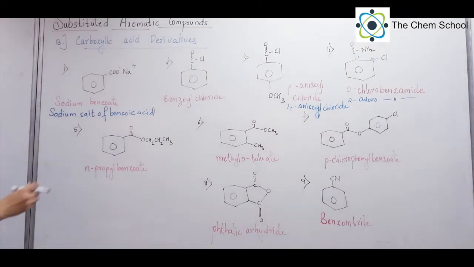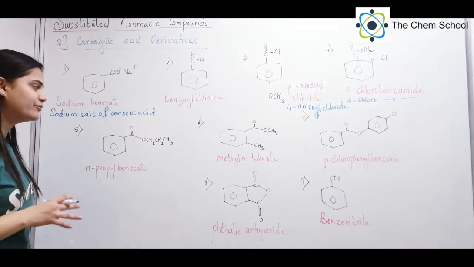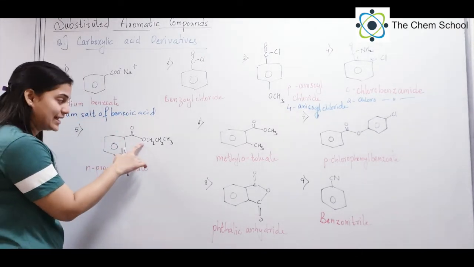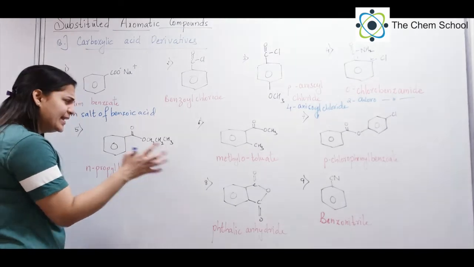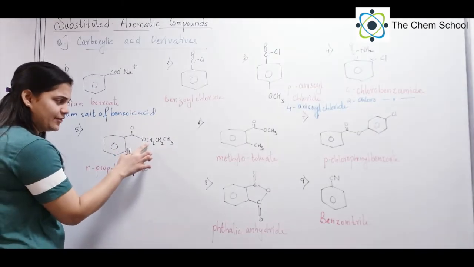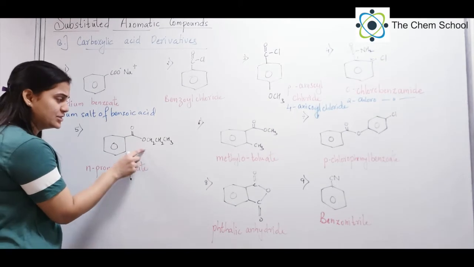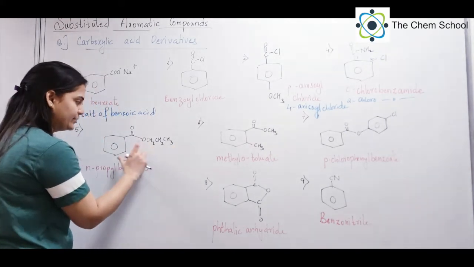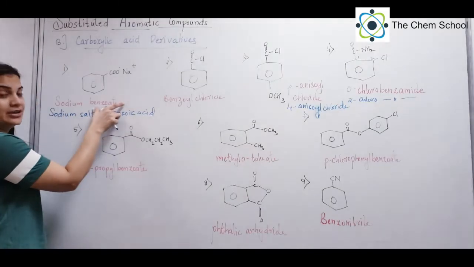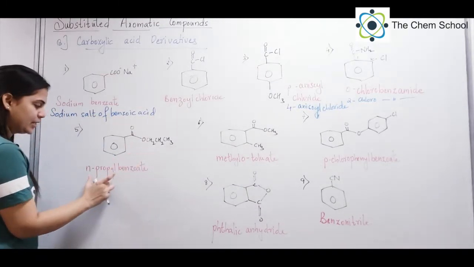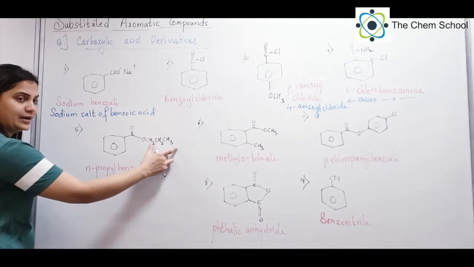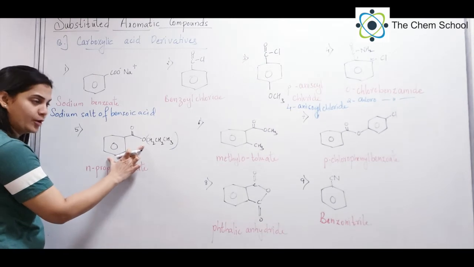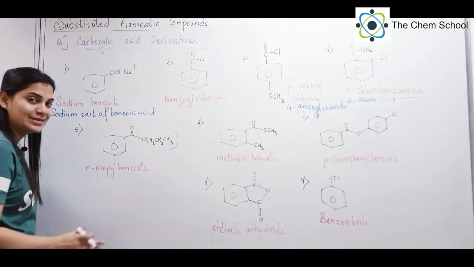The next one, if you see, these are esters. In case of esters, you remember I said that you have to first name the group that is attached to this oxygen, right? So have a look. In this case, the oxygen has this CH2, CH2, CH3 group. Now this is in a straight chain, so this is n-propyl, and this group is benzoate as we named it here. So that becomes n-propyl benzoate.